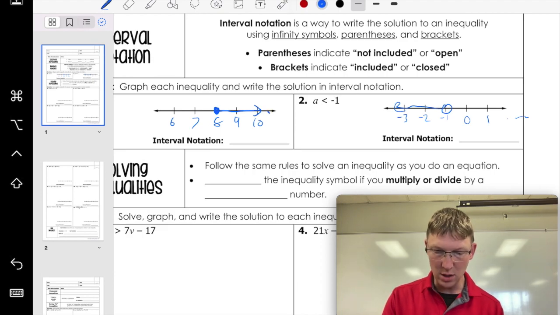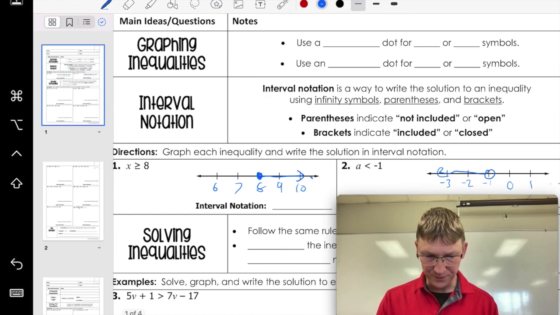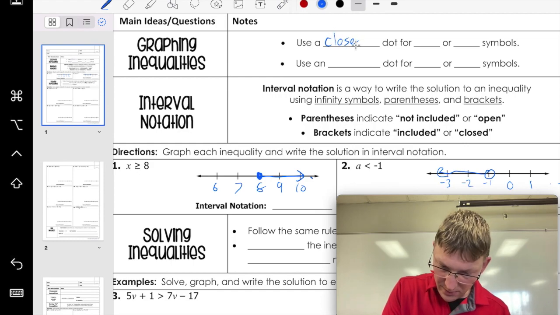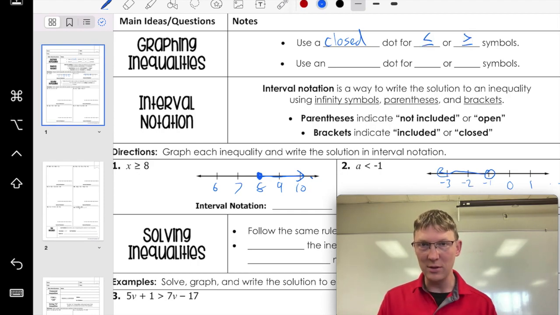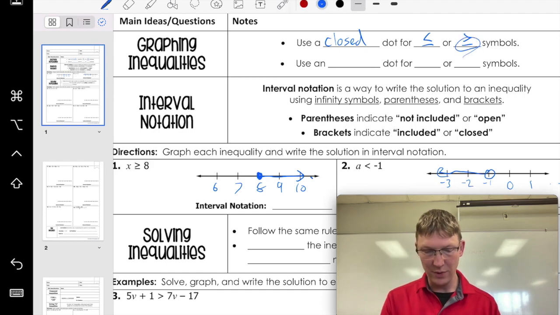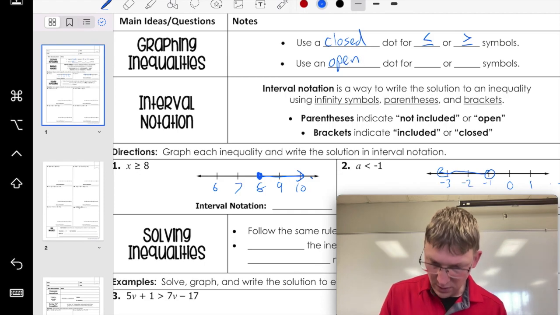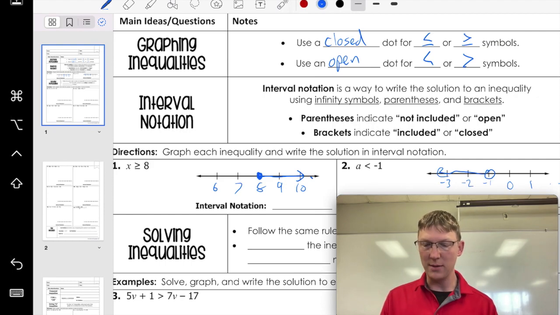So if we go back up here, we can finish some of this stuff off. Graphing inequalities, use a closed dot for less than or equal to, greater than or equal to symbols, emphasis on the equal to part, and use an open dot for less than or greater than. Again, remember, the little chomping mouth always faces the bigger number, right?